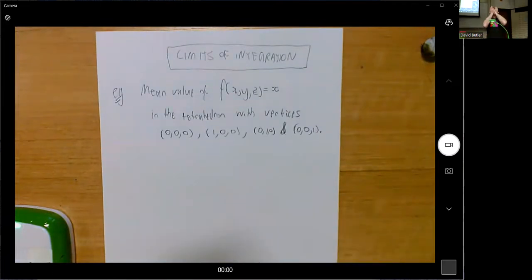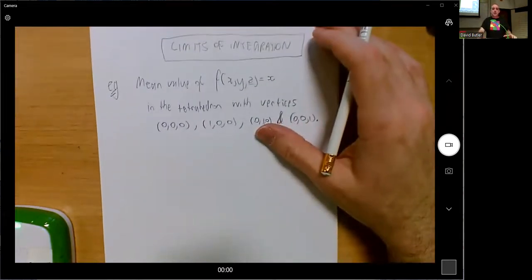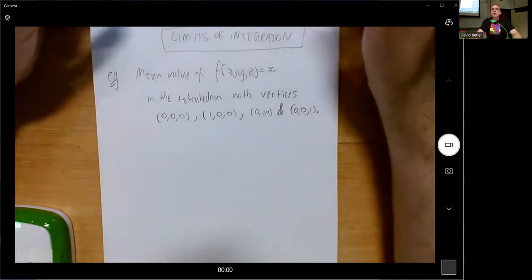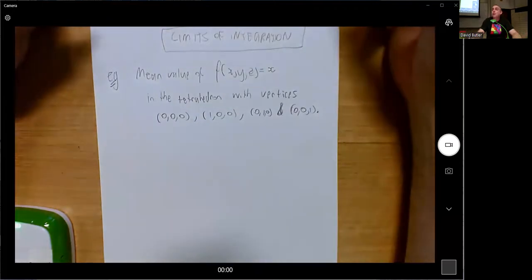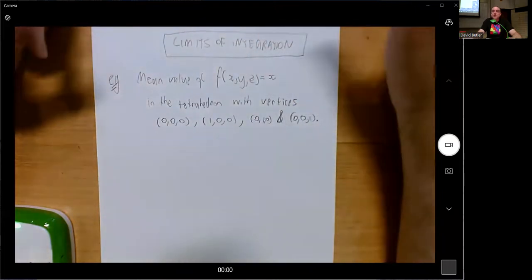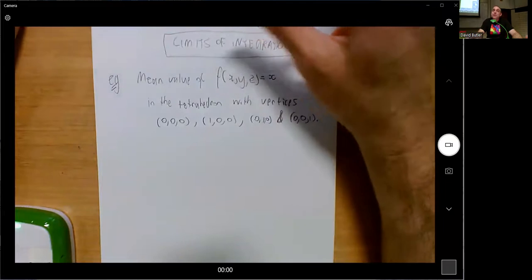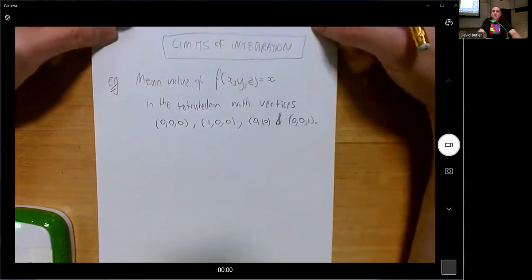All right, so I'm going to separate two things about this. One is what the mean value means. Mean value should mean the integral of the function divided by the volume of the space. If it was the mean value of a 2D function, it would be the integral of the function divided by the area of the space.